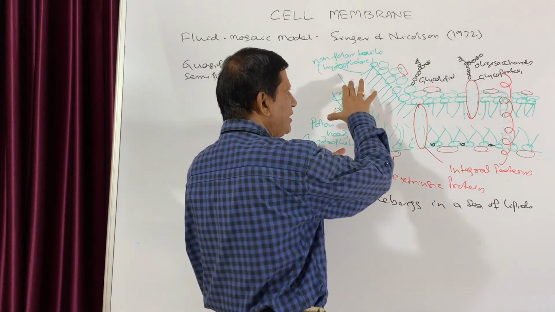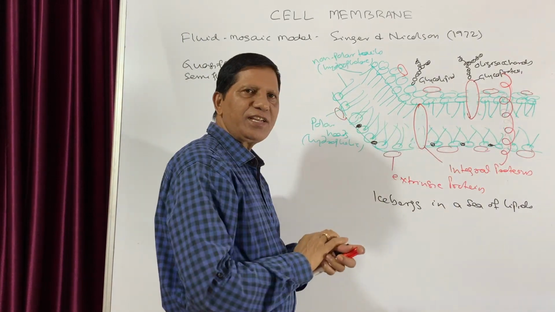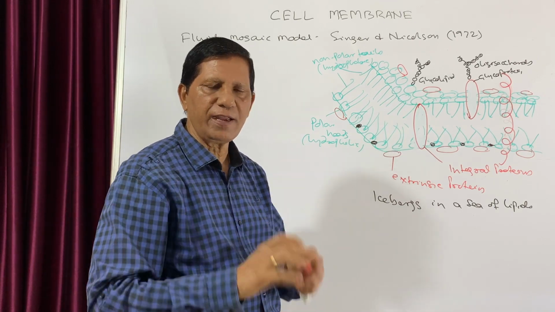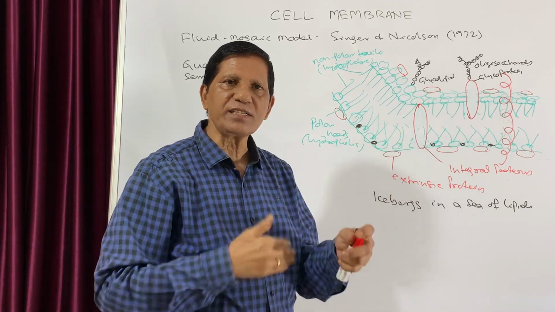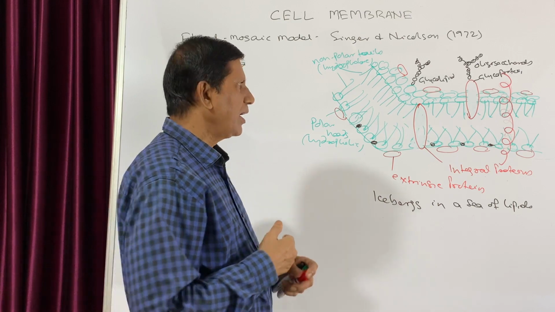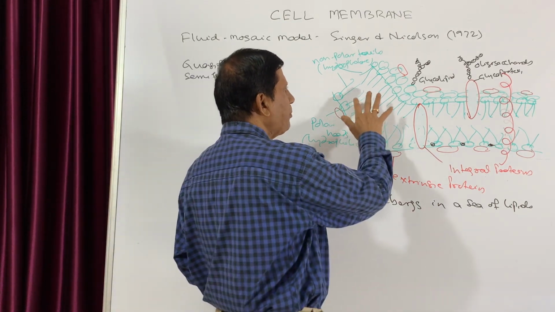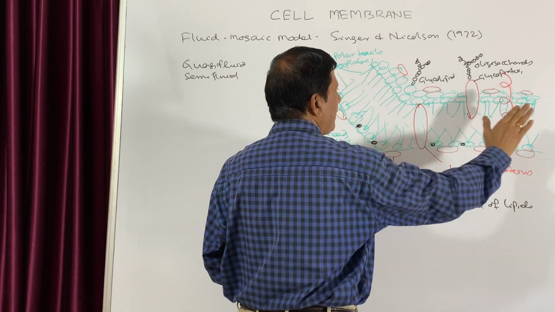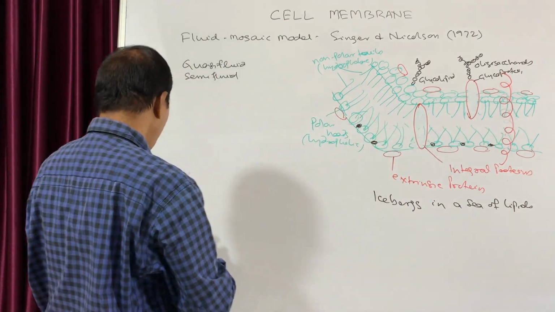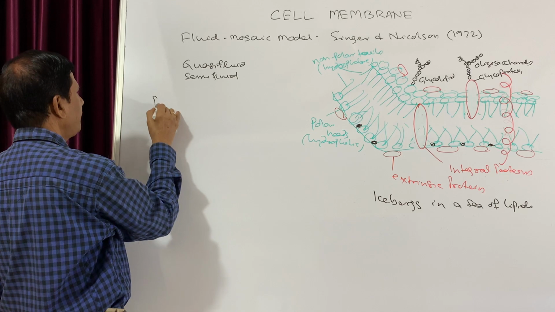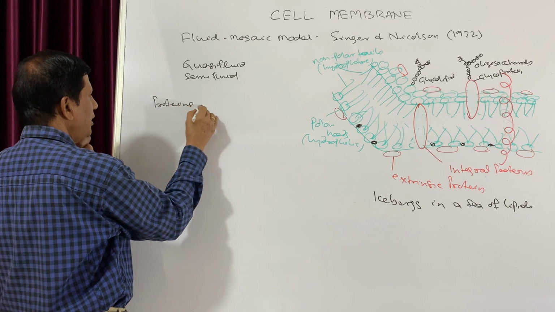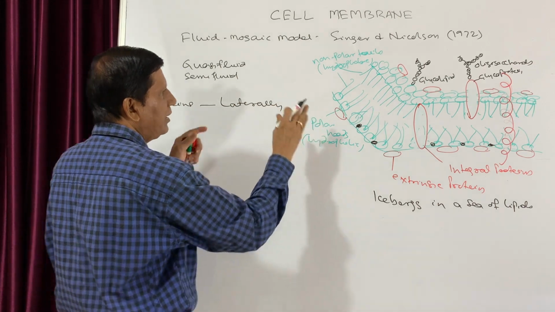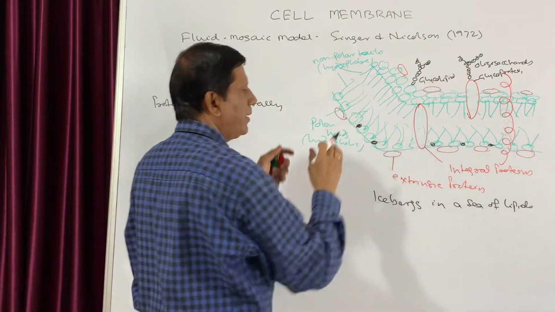So one thing is the lipid bilayer is continuous, but the proteins are not continuous, they are present here and there. But how do these things move? Now usually the proteins, they move laterally from one side to another. That means the proteins move laterally. Lateral means likewise they can move in this way.